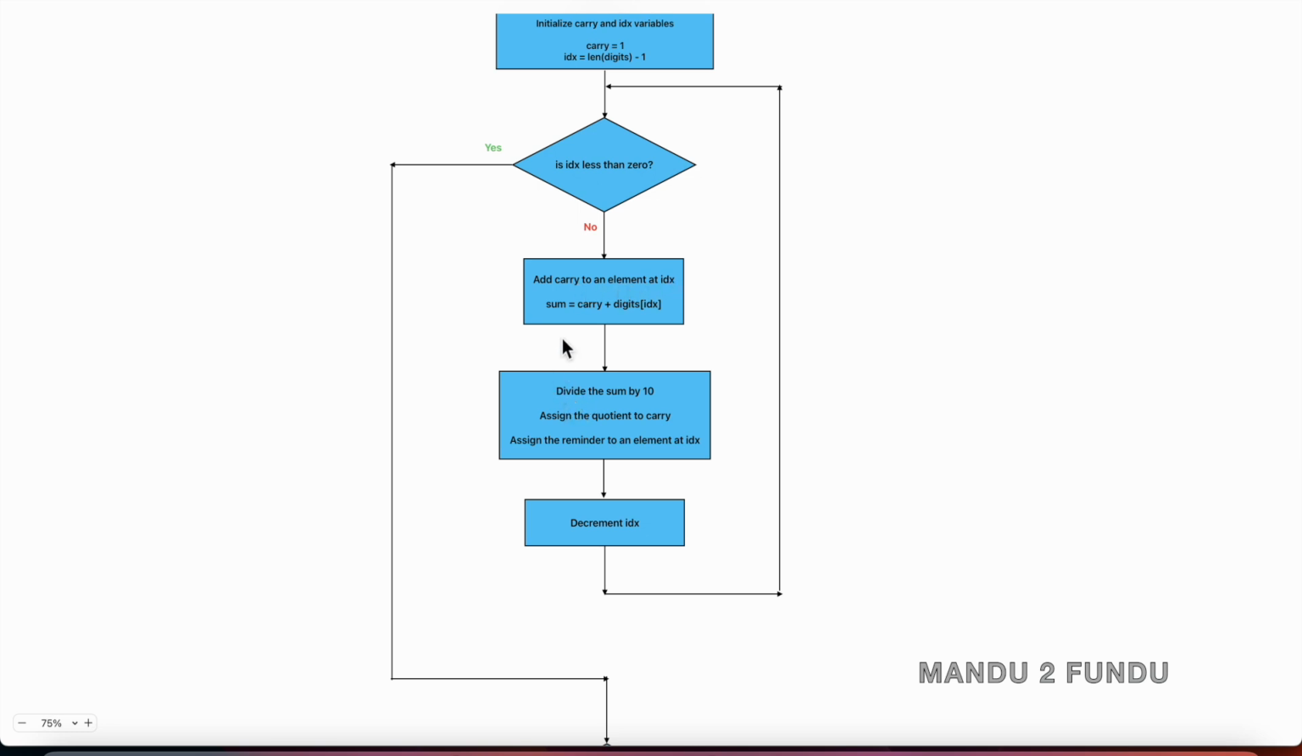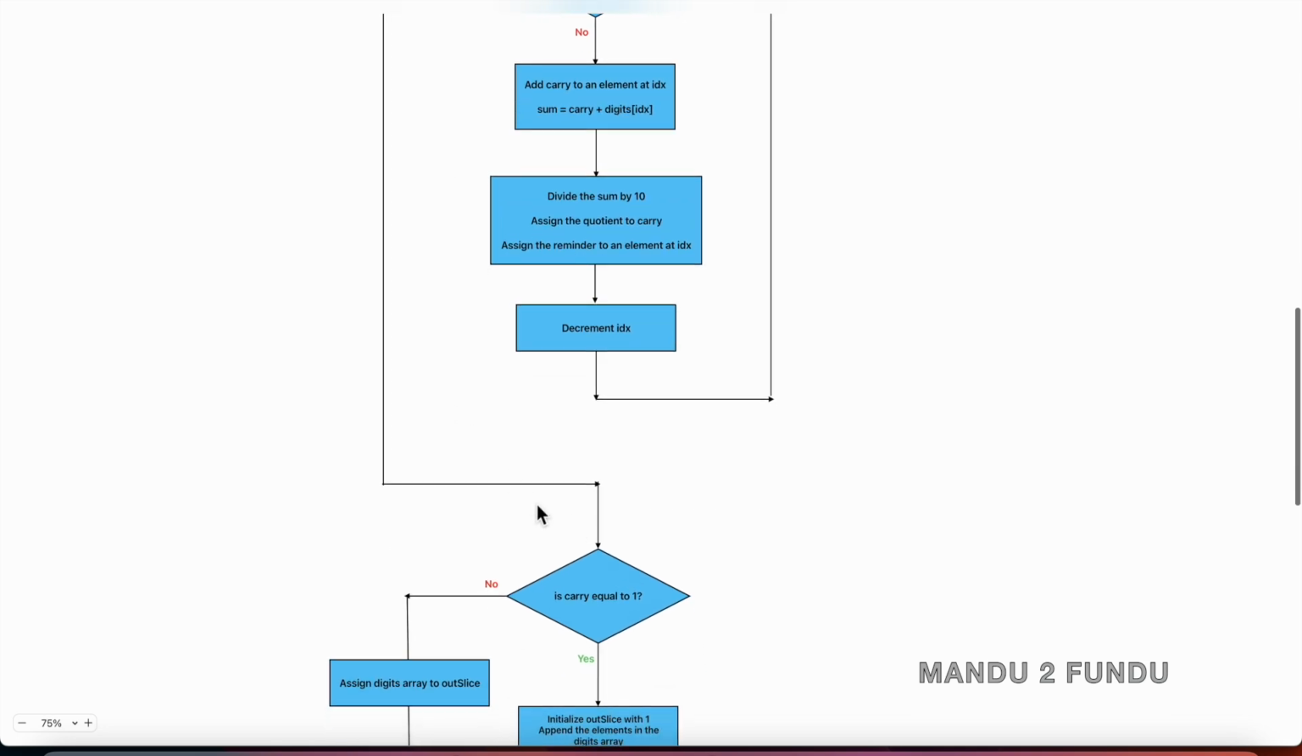Then we divide that sum by 10 and assign the quotient to the carry variable and assign the remainder to an element at index idx. Then we decrement the index. We repeat this process until the index is less than 0.